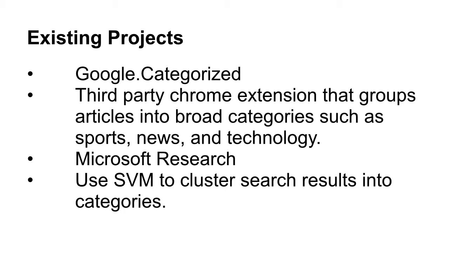Existing projects. Just recently, about a couple months ago, a third-party developer came out with Google Categorized. What this does is basically categorize Google search results into pretty broad categories such as sports, news, and technology. This is different from our project in that it categorizes on the fly, and it doesn't categorize based on complexity of the document. Rather, it just categorizes into broad categories. Also, various research groups such as Microsoft have used SVM to cluster search results into categories. Basically, they're doing the same thing as Google Categorized.